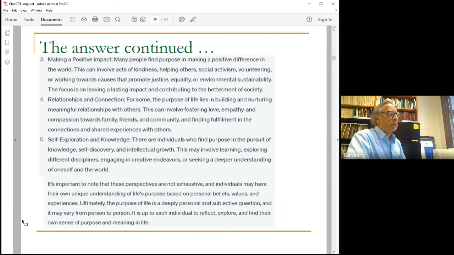It's important to note these perspectives. This is the final paragraph. So it's delineated five aspects of the purpose of life, and finally makes a concluding paragraph. It's important to note that these perspectives are not exhaustive. It's kind of like a disclaimer. Individuals may have their own unique understanding of life's purpose based on personal beliefs, values, and experiences. Ultimately, the purpose of life is a deeply personal and subjective question. It may vary from person to person. It is up to each individual to reflect, explore, and find their own sense of purpose and meaning in life.